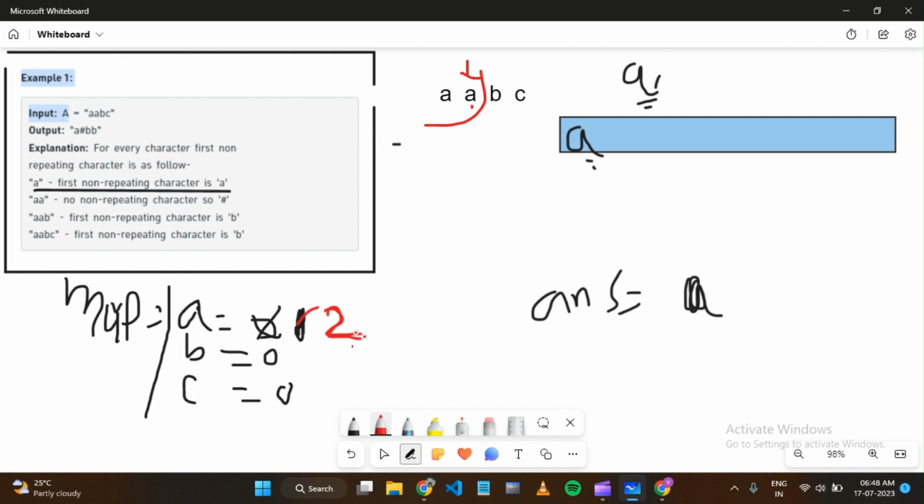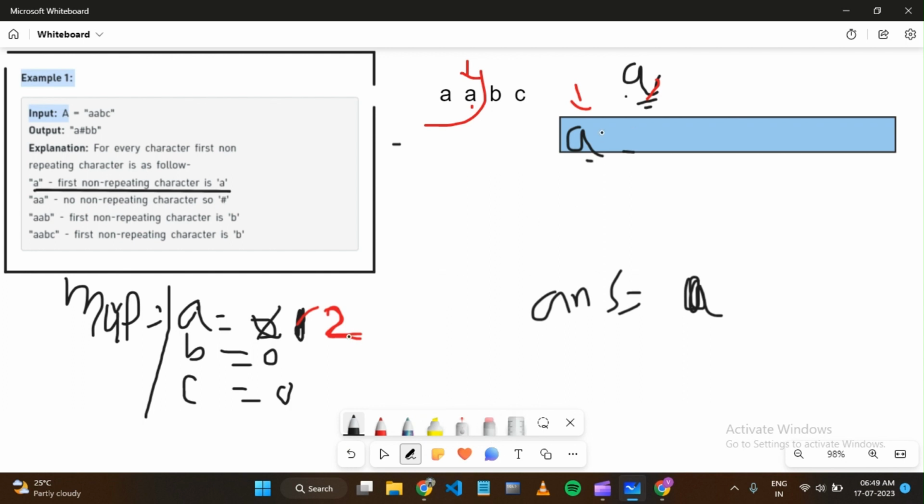So what will we do now? We have seen the queue must contain the non-repeating characters only, because it is in order. Increasing order means that the character which has come first will be placed first in the queue, which has come second will be placed second in the queue, and we will take the front element of the queue as our answer. Okay, so now the frequency of A is 2. So what will we do? We will pop the elements of the queue which are repeating.